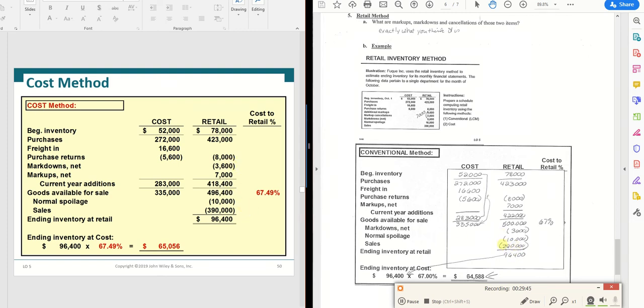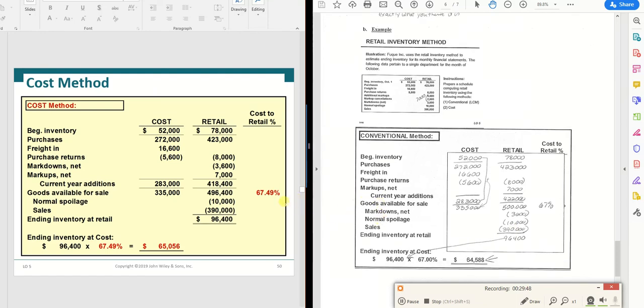Okay? So, what I look at it and do is say, okay, we went from 67.49% to 67. Our journal entry is our inventory at cost is 65,056 compared to 64,588. Okay, that difference is $468. Well, $468 divided by like $65,000 is 0.0072. So 0.72% difference. Okay.